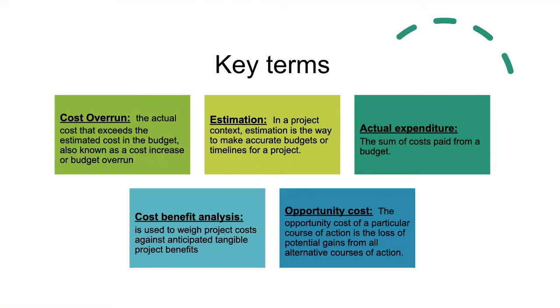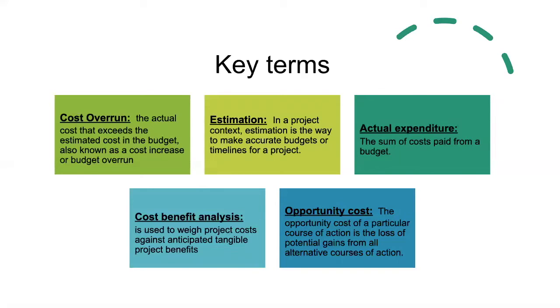Key terms. Here are some key terms that are important to know when working with project cost management. Cost overrun. This is the actual cost that exceeds the estimated cost in the budget, also known as cost increase or budget overrun. Estimation. In a project context, estimation is the way to make accurate budgets or timelines for a project. There are various techniques in estimating to help you get the most accurate predictions of cost and time. Actual expenditure, the sum of costs paid from a budget.